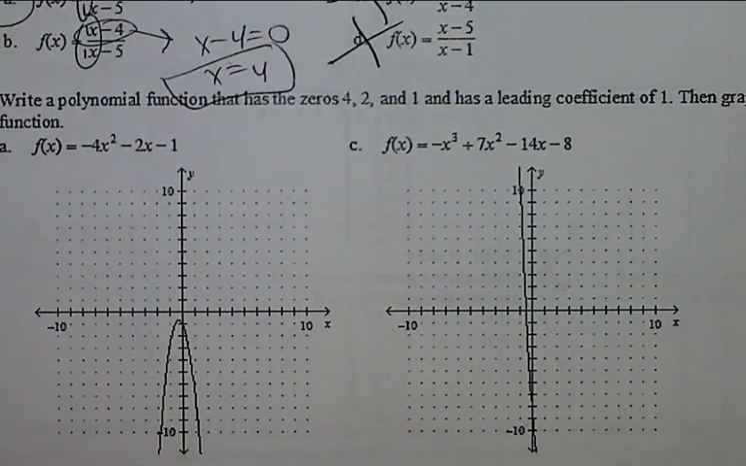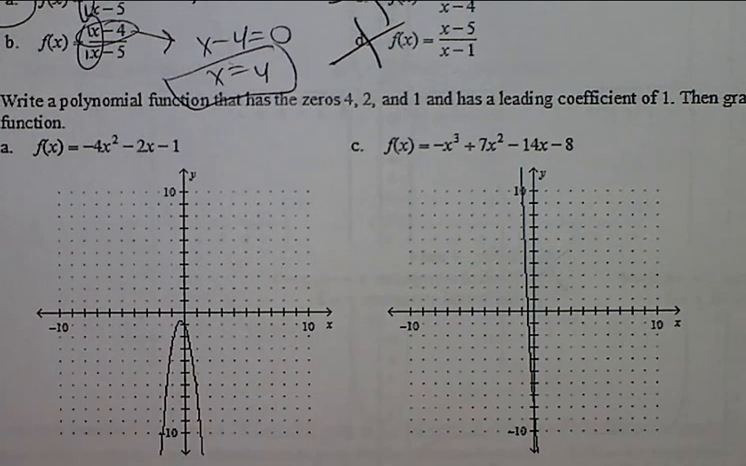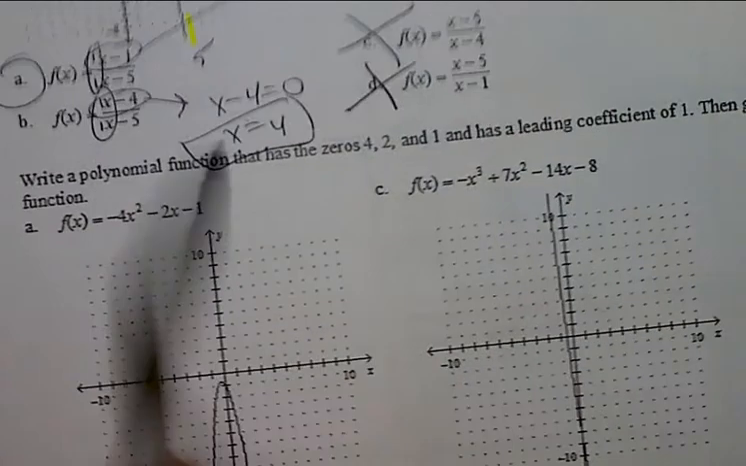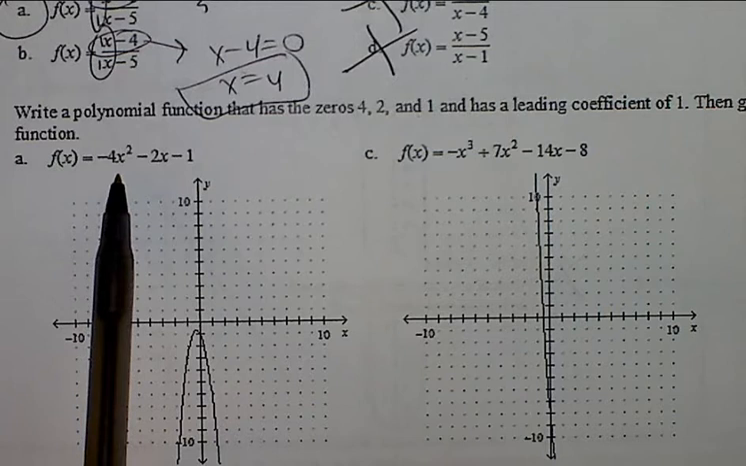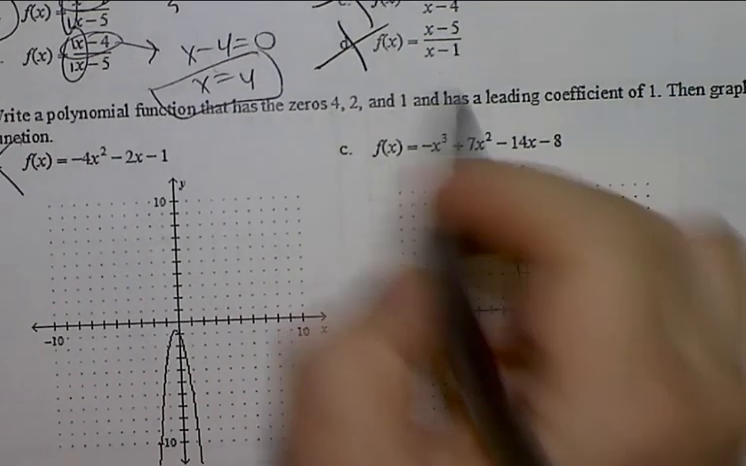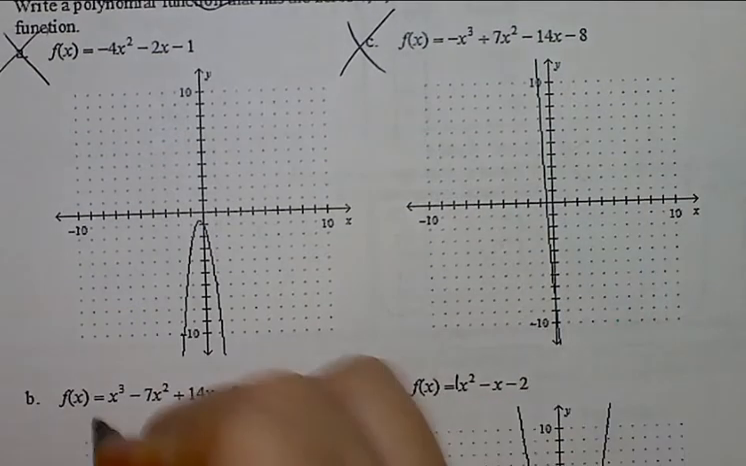Polynomial function that has the following zeros and has a leading coefficient of 1. Okay, so let's just use process of elimination. Okay, does this have a leading coefficient of 1? No. What about option C? Option B? Yeah. And option D? Yeah. Okay, by the way, how many zeros do we have?